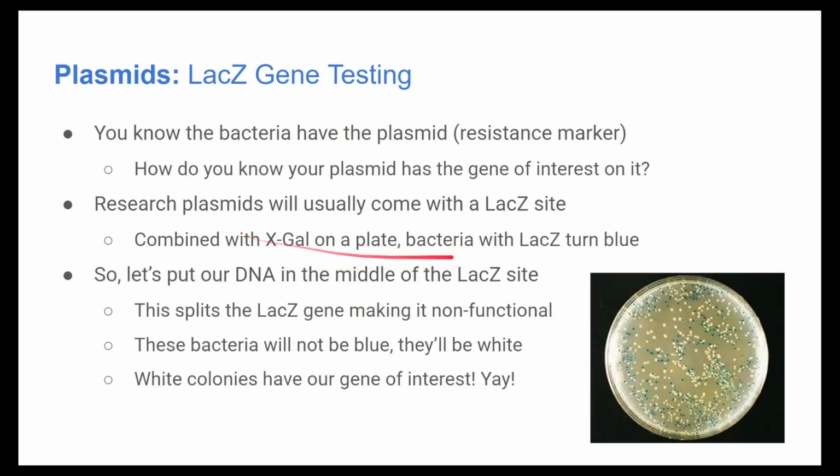It cannot make blue anymore, so it's just going to be white. So white colonies have our gene of interest. Go for the boring ones, not the fun blue ones. The boring ones. These ones have our gene of interest. Now, great. We can take this colony, we can mash it up, grab its DNA, do all sorts of fun stuff with it. We have that DNA forever and ever and ever.